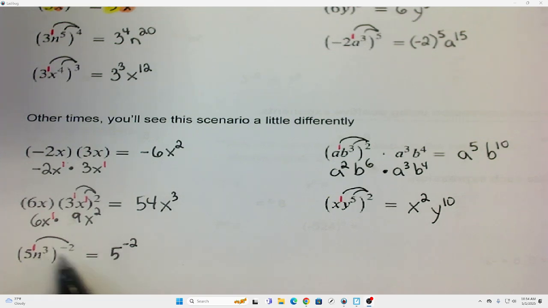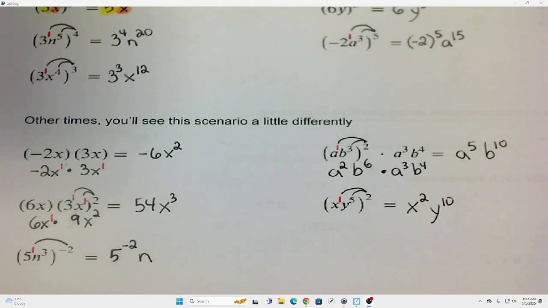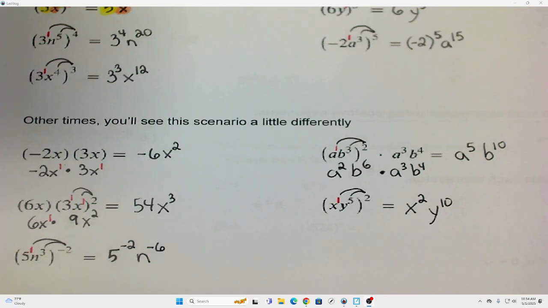We'll steal the n right here. And 3 times negative 2 gets us the negative 6 for the n. So is this a good answer? No, this is correct, but we don't allow negative exponents to sit in the answer.